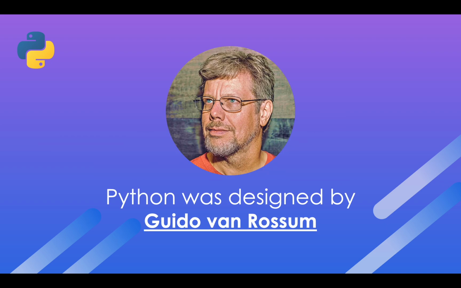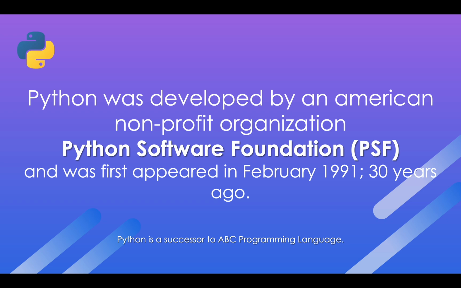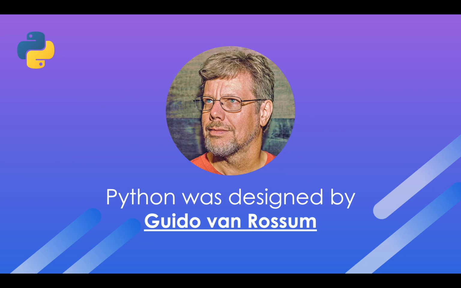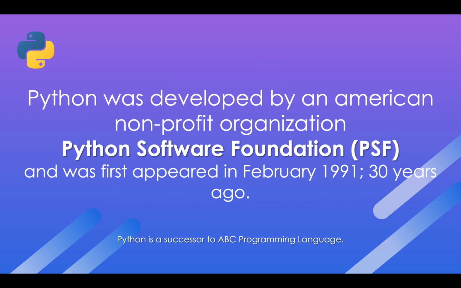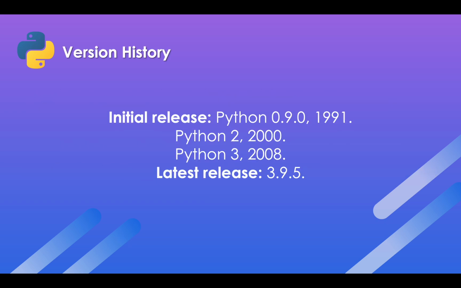Next, Python was designed by Guido van Rossum. I don't know how to actually pronounce that, but this is the person pictured in this slide. You can see this was the designer of the Python programming language. Python was developed by an American nonprofit organization named the Python Software Foundation, or PSF. It first appeared in February 1991, almost 30 years ago. Remember that Python is a successor to the ABC programming language, and the person I mentioned here started working in the 1980s to design a new programming language which was easily readable. We're going to be talking about that in later slides.